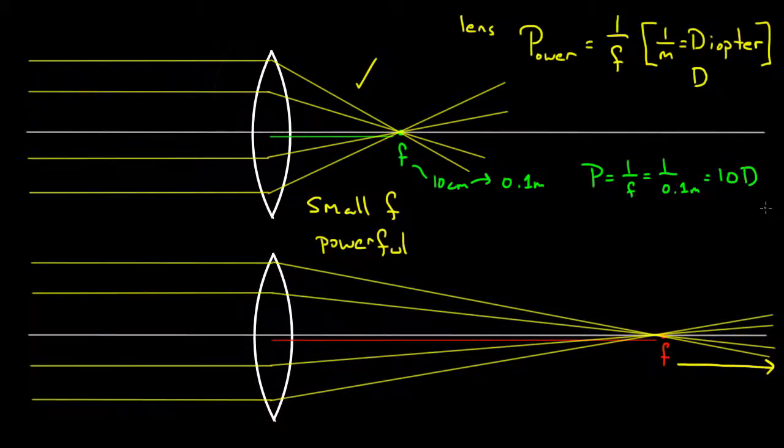10 diopter. And down here, if this one was more like 50 centimeters, I'd say that the power is 1 over F. I've got to convert to meters, so 1 over 0.5 meters, and I'd get 2 diopter, or 2 1 over meters. So a diopter has units of 1 over meters, or meters to the negative 1.